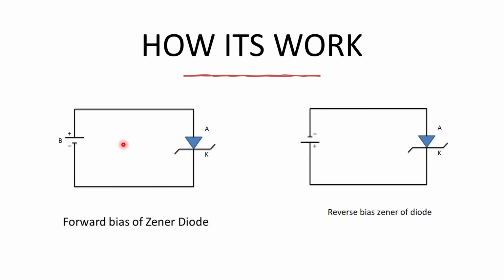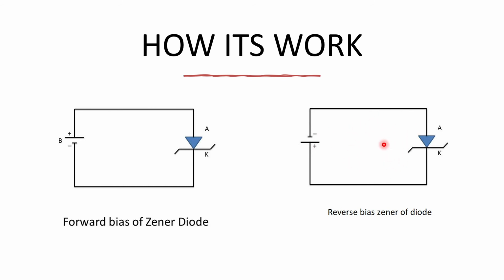For forward bias, the Zener diode will react like a normal diode that will allow current to flow in one direction only. For reverse bias, the current will not flow through the Zener diode because the voltage applied has not reached the Zener voltage. For example, if the voltage source is 5 volts but the Zener voltage is 6 volts, there will be no current going through the Zener diode, meaning there will be no current flow in this circuit.